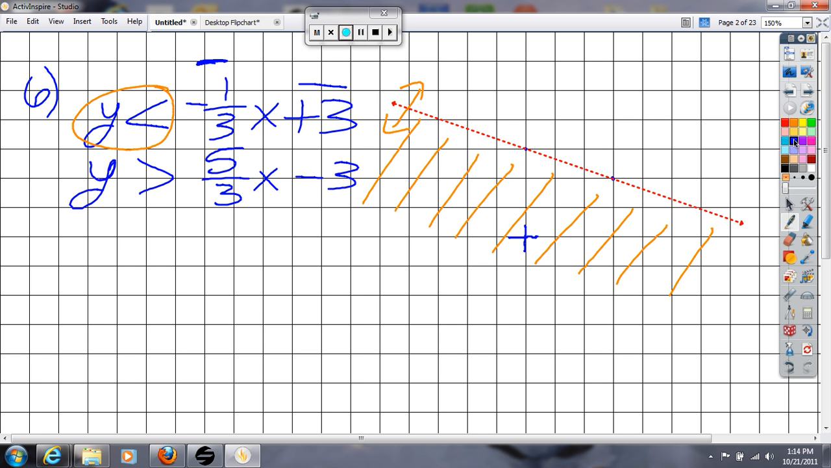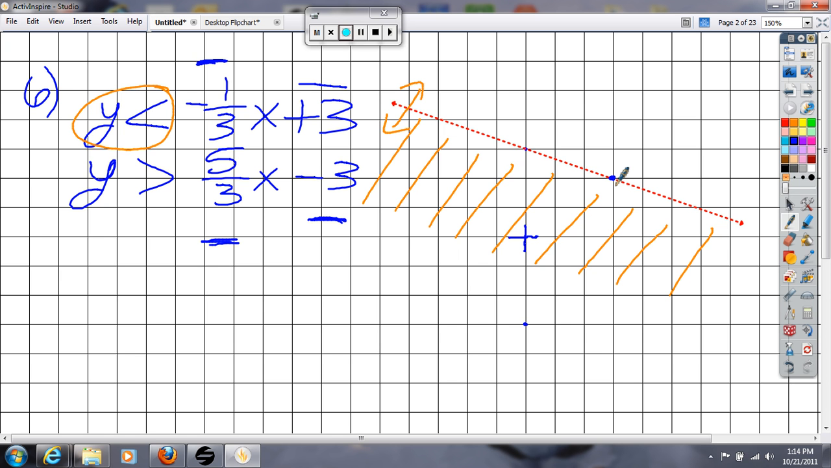Graph the second one. This one starts with -3, so I'm going down 3. Start at the origin, 1, 2, 3 down. Puts me there. And my slope is going to be here, 5/3. So it's 5, the positive, so it's 5 up and 3 to the right from my bottom point here. 1, 2, 3, 4, 5 up. 1, 2, 3 to the right. Puts that point.